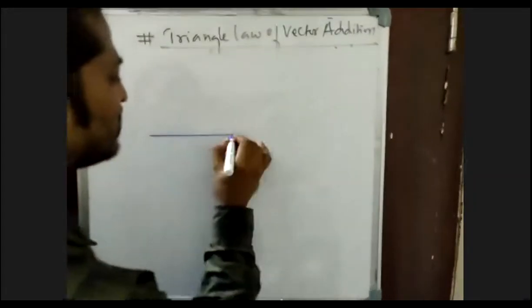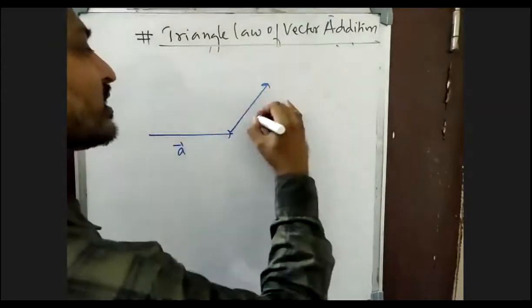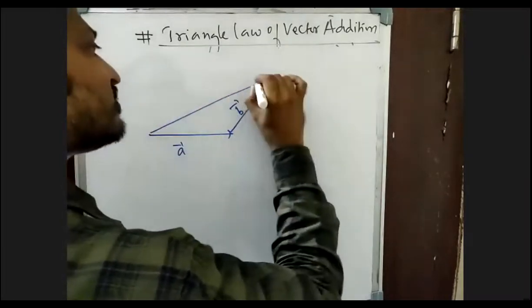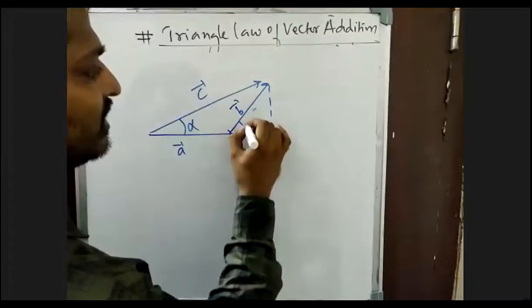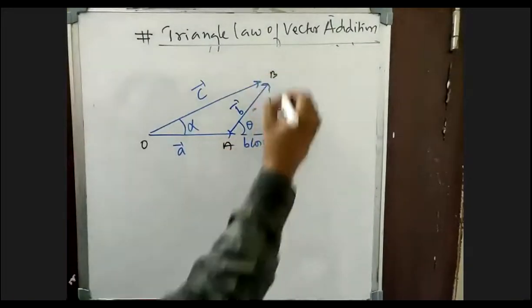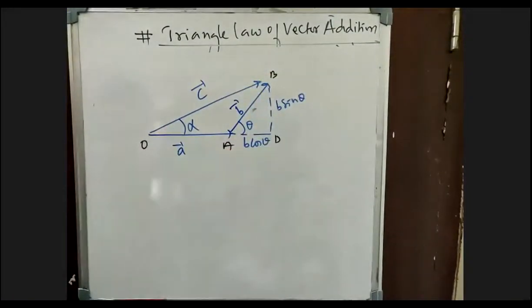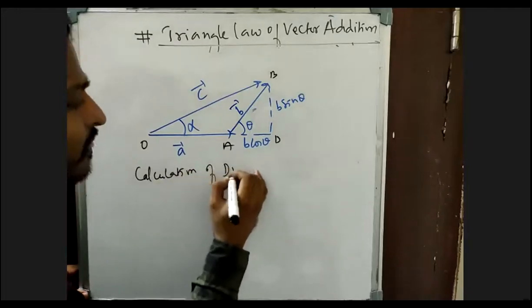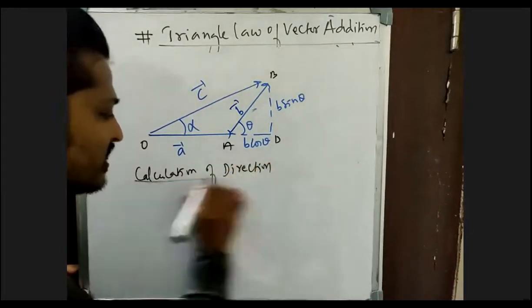Chalo, roughly I'll try to draw it again. This one is vector A bar. This is vector B bar. And this one is the resultant vector C bar. Angle alpha. This is your theta. This one is B sine theta, and this one is B cos theta. I have given these points as O, A, B, and D. We need to calculate the value of alpha. That is nothing but the calculation of direction, that is the alpha value.